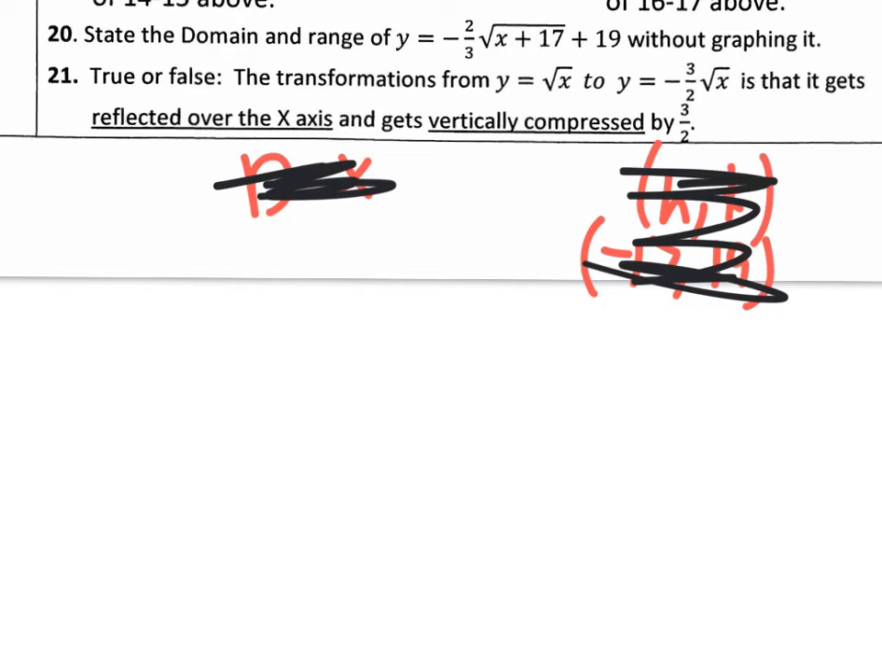So, if you look at this a value of 1 and this a value of negative 3 halves, doesn't that negative cause it to reflect over the x-axis? All right, so that's true. It doesn't get vertically compressed? Why not? It's greater than 1, right? The fraction is greater than 1, which makes it a vertical stretch, not a vertical compression.